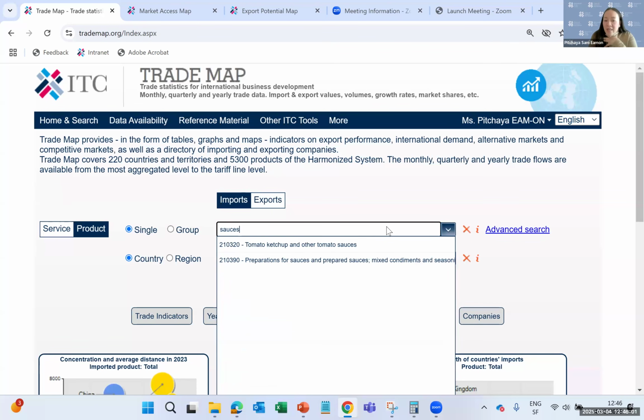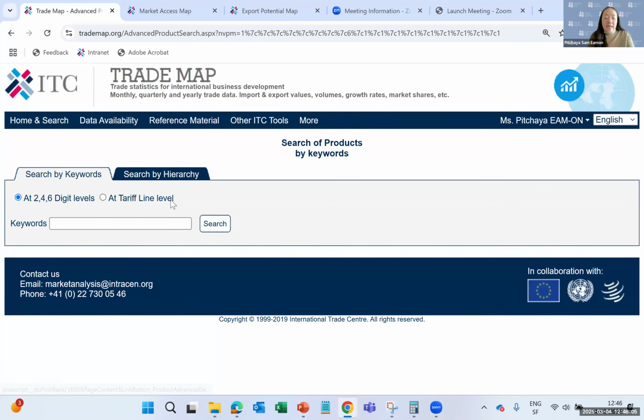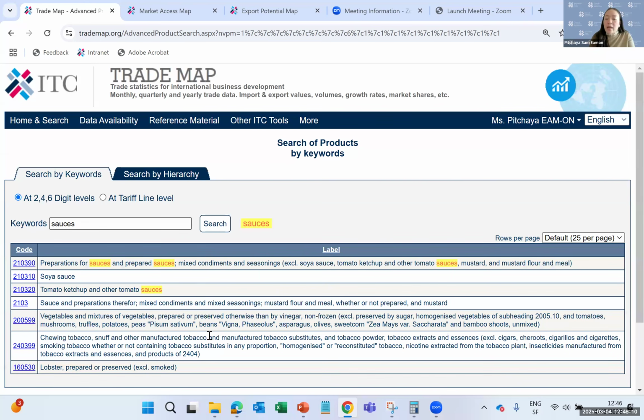sauces. But another option is to go to advanced search and type in exactly the same thing, just to make sure that you are able to see the full description in total. It will also provide you other potential HS codes that could mean sauces as well, just to be safe and so that you read everything. You can type in any keyword, okay?